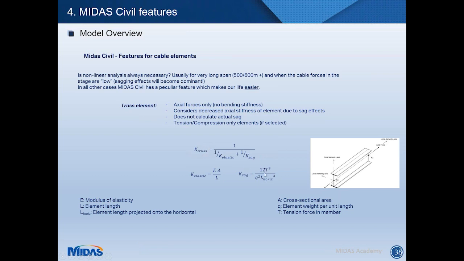The same concept applies to tension. If the tension becomes low, this becomes very low, sorry, and as a consequence, this will be very low. So you can kind of understand where this comes from by looking at this simplified way of representing the stiffness due to sag effects.